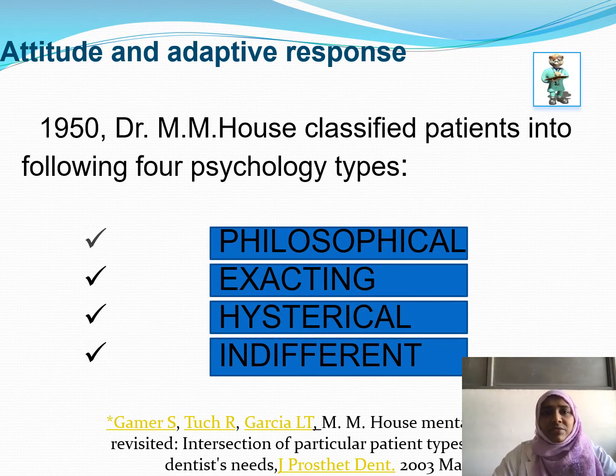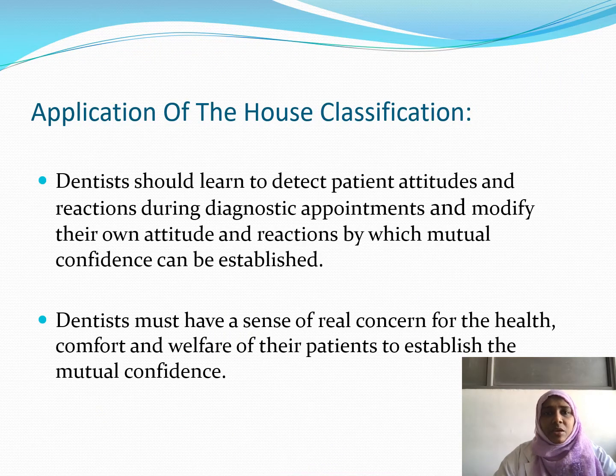And House has classified the attitude of the patient into 4 types: type 1 philosophical, type 2 exacting, type 3 hysterical, and type 4 indifferent. What is the application of House's classification? Dentists should learn to detect patients' attitudes and reactions during diagnostic appointments and modify their own attitude and reactions, by which mutual confidence can be established.